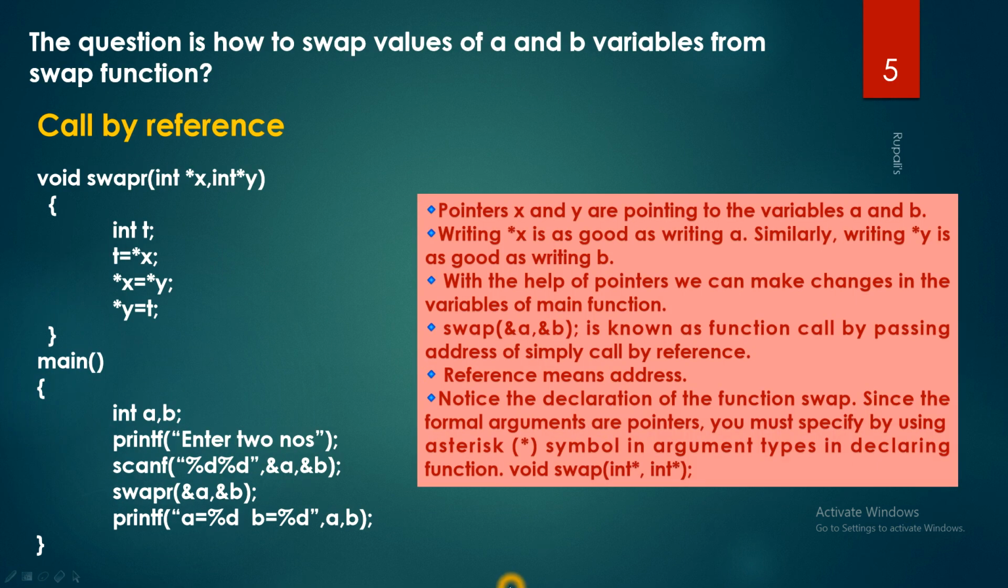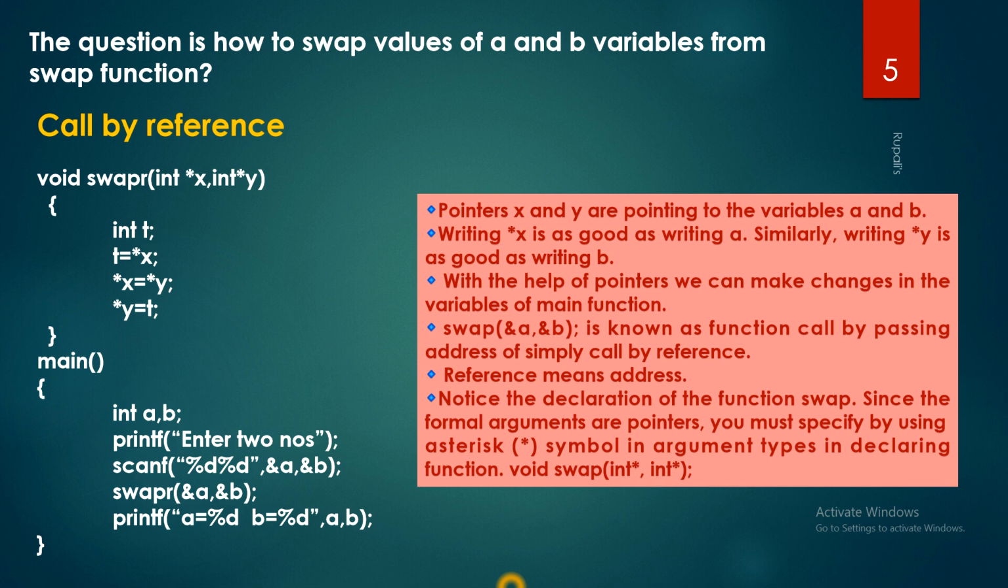So pointers X and Y are pointing to the variables A and B. Writing star X is as good as writing A. Similarly, writing star Y is as good as writing B. With the help of pointers, we can make changes in the variables of the main function. Swap ampersand A, ampersand B is known as function call by passing address, or simple call by reference. Reference means here address.